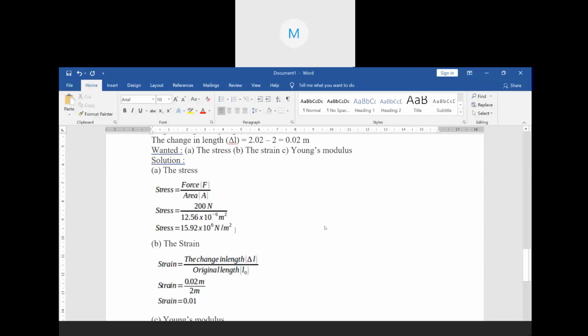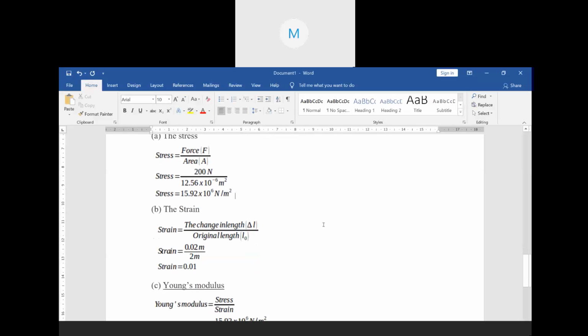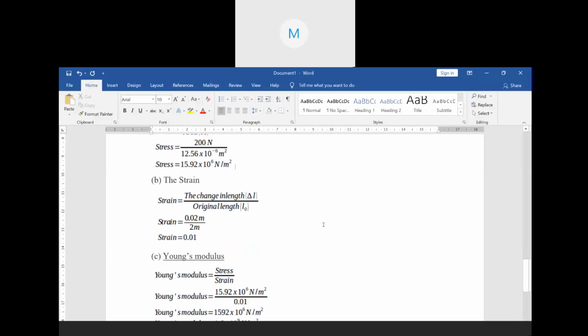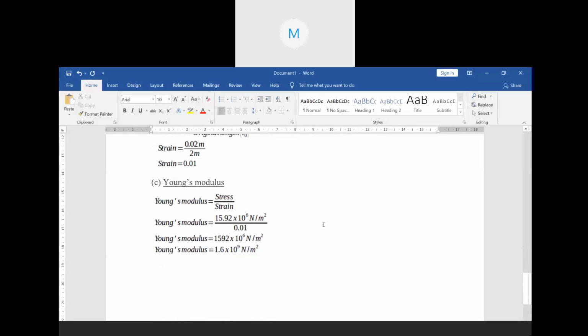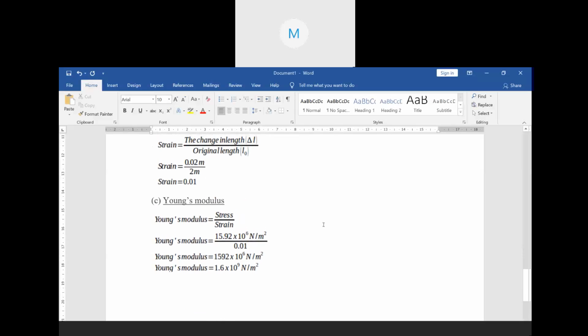So Newton per meter square is the standard unit. That means you have to convert it into meters. Then you have to find out the stress. Strain is correct for maximum of you. Now Young's modulus, what is it? It is the ratio of stress by strain. As simple as that.